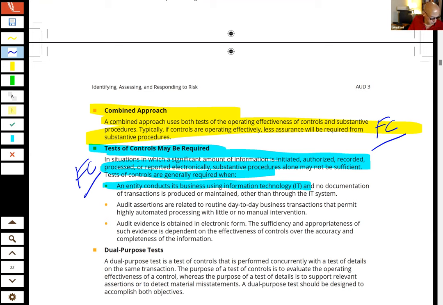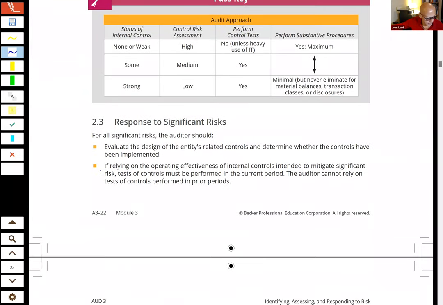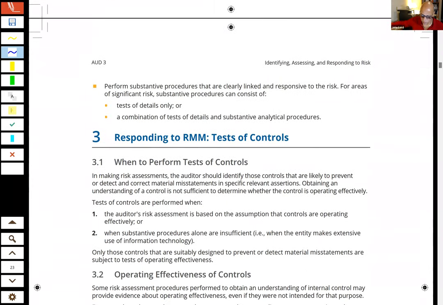Okay. Now, when you come over and you take a look at the next page, they tell us when we will need to perform tests of controls. If they use the phrase when to perform tests of controls, does that mean you have to? That means what? Sometimes you will test the controls, like we said on that little chart that I gave you, the one with the arrows, okay?